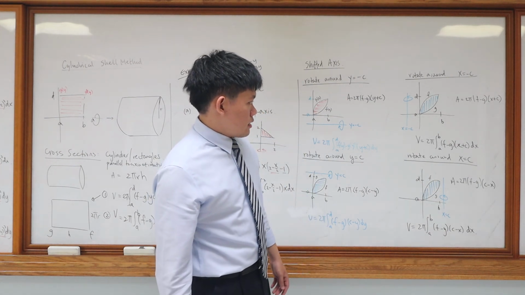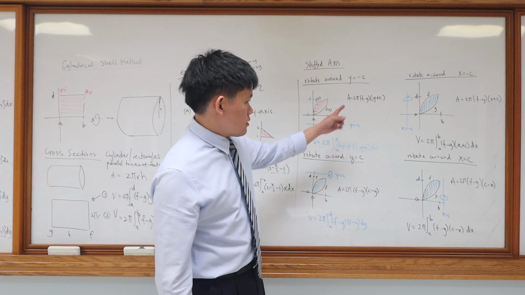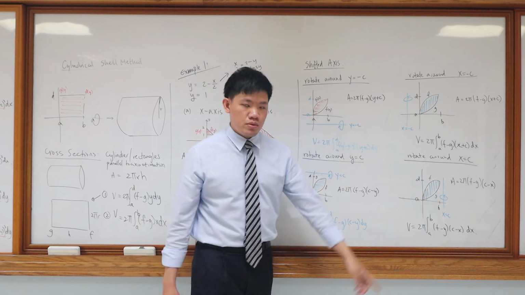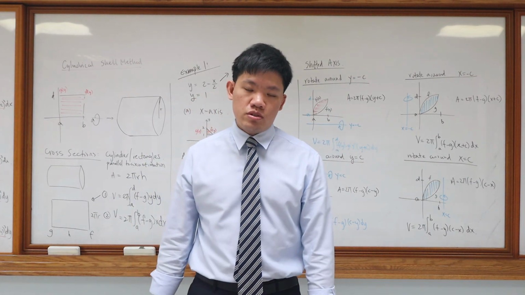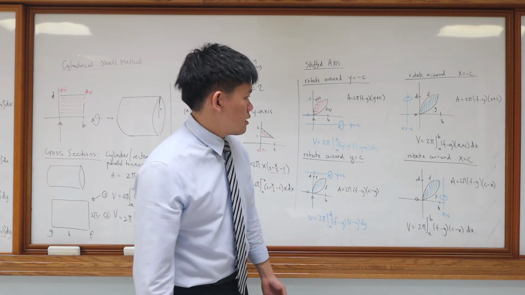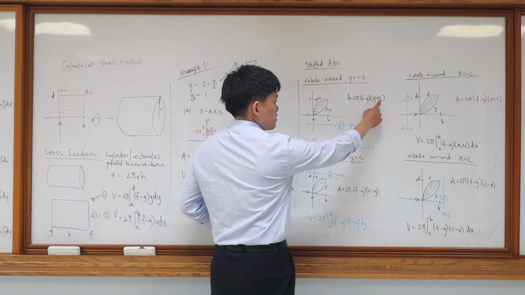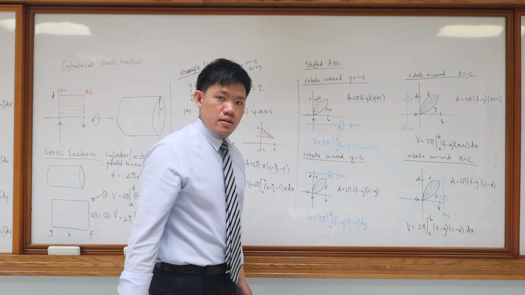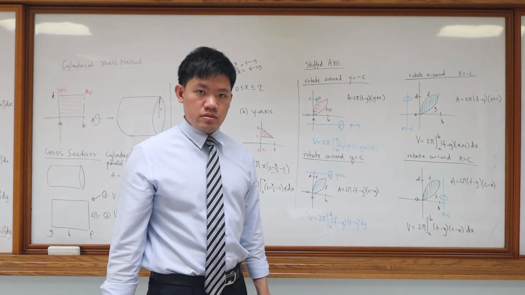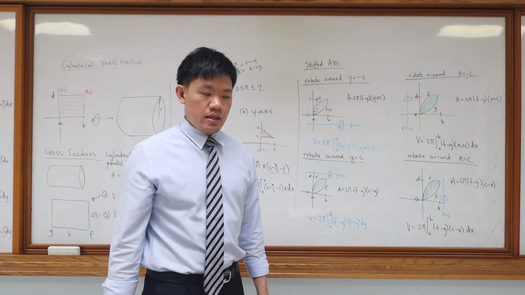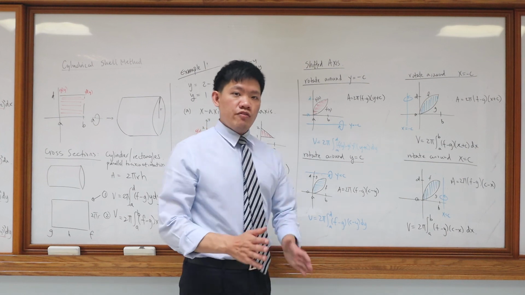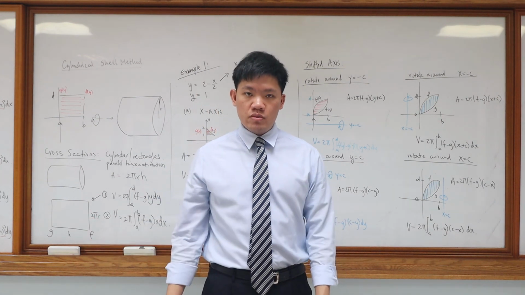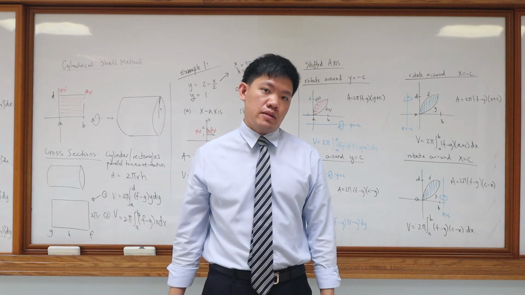The other thing is everything else stays pretty similar to the disc and washer method, except the difference is that you're only changing the radius. The height will never change. It's going to be f minus g, and my radius will be dependent on how far away I am from the axis of rotation, and that's my radius.